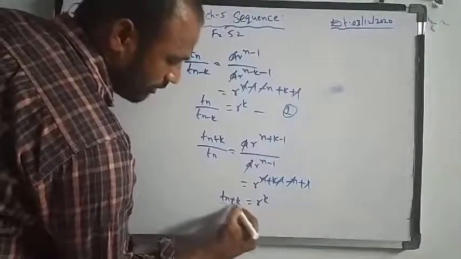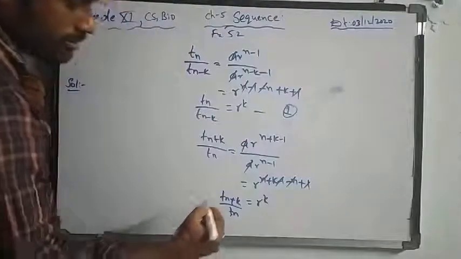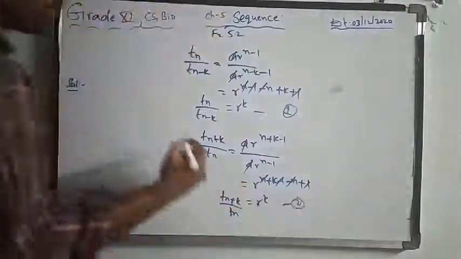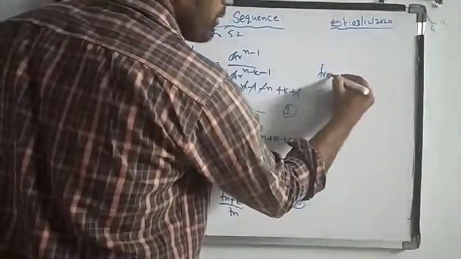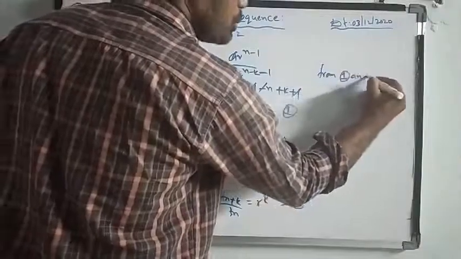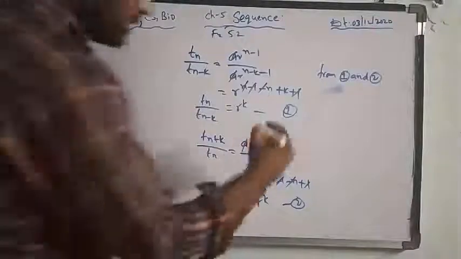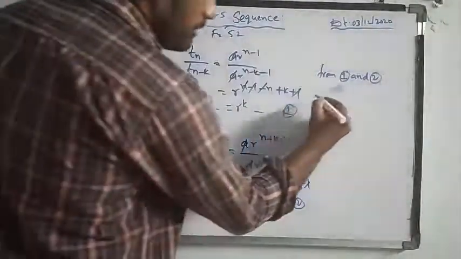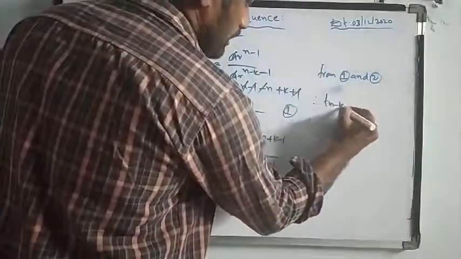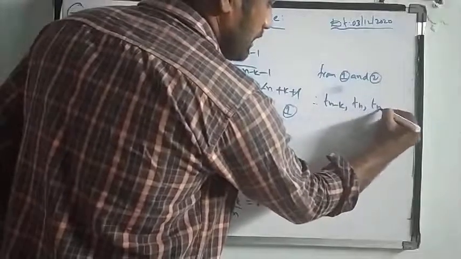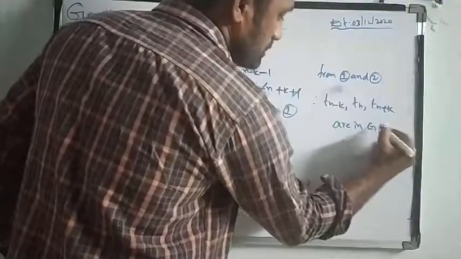So here we are getting the common ratio is the same. From 1 and 2, since I am getting the same answer, I can say that the common ratio between these is the same. Therefore, T of n minus k, Tn, T of n plus k are in GP, or else form a GP.